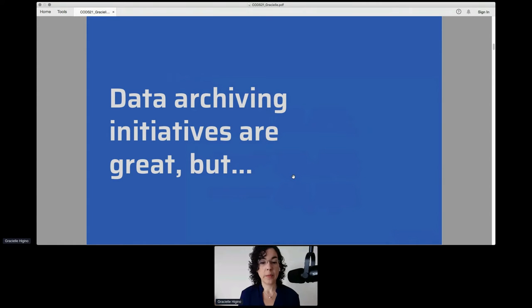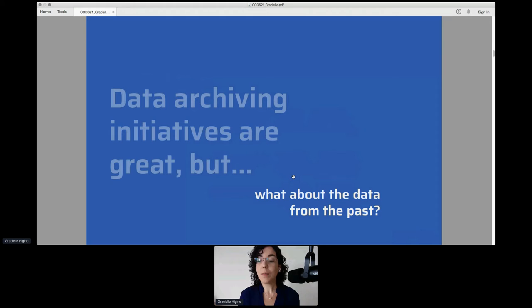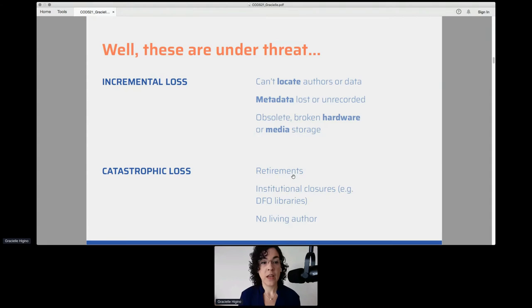So, thinking on that, we know that data archiving is a good policy to try to surpass this problem. Data archiving initiatives are great, but what about the data from the past? What do we do about the data that until now were not archived, are not complete, or are not comprehensively documented? Data from the past are under threat.